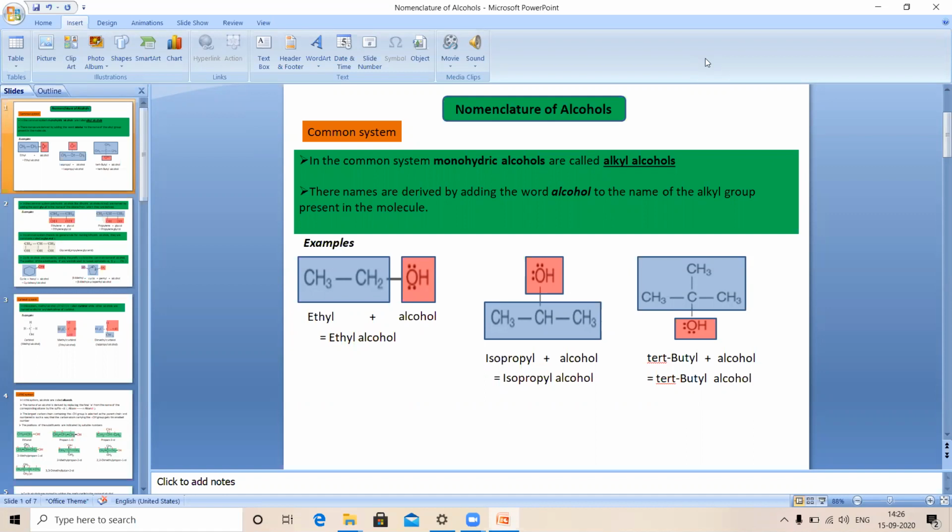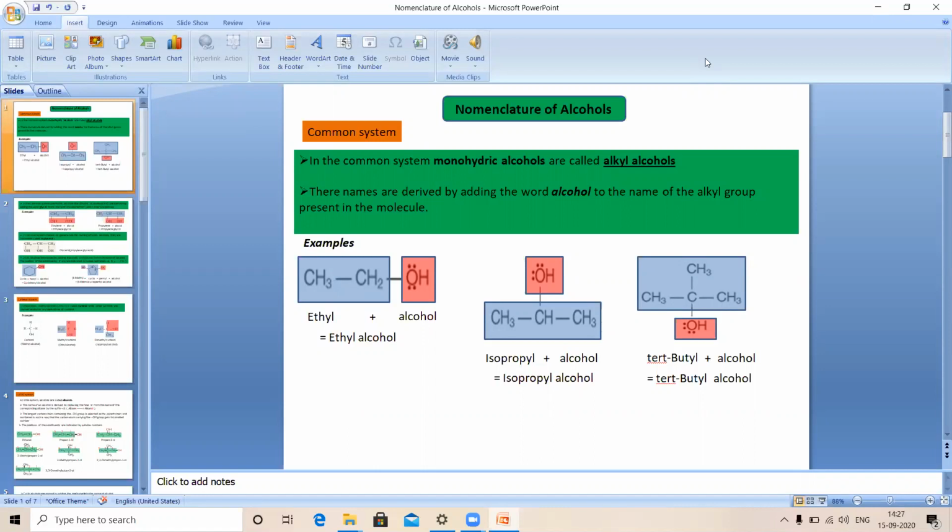In the previous lecture, we discussed alcohols, phenols and ethers. In this chapter, we have seen how to name alcohols, phenols and ethers. How to give names to the alcohols that we have discussed, that is, the nomenclature of alcohols. There are a total of 3 systems by which names are given to alcohols. The first system is the common system.